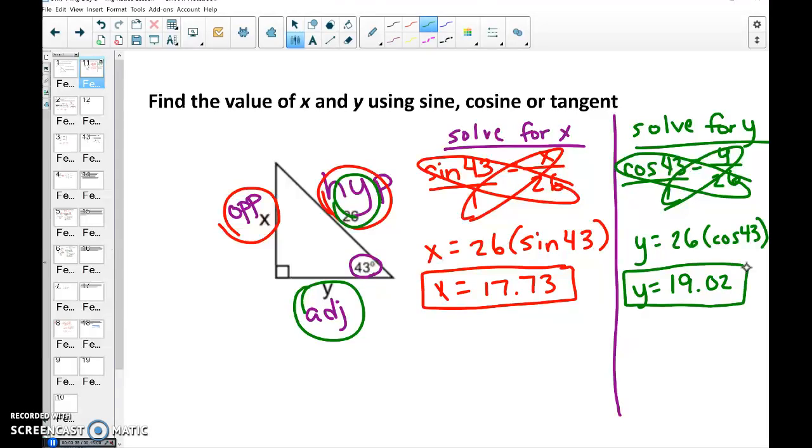Alright, so hopefully that explains those a little bit. Really all you're doing is setting up two problems in one picture. So you got to take it one problem at a time, focus on the x, then focus on the y, or vice versa. You have two other problems like this, so go ahead and work on those.